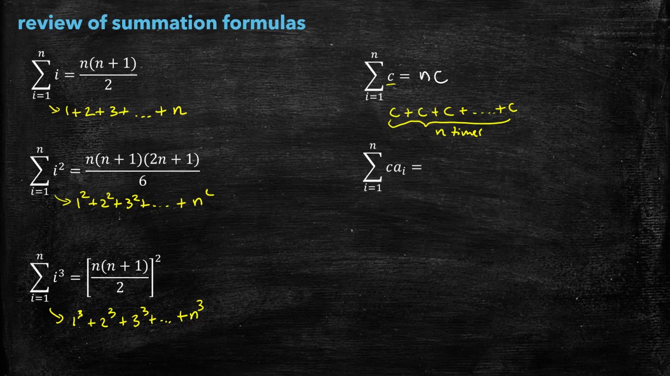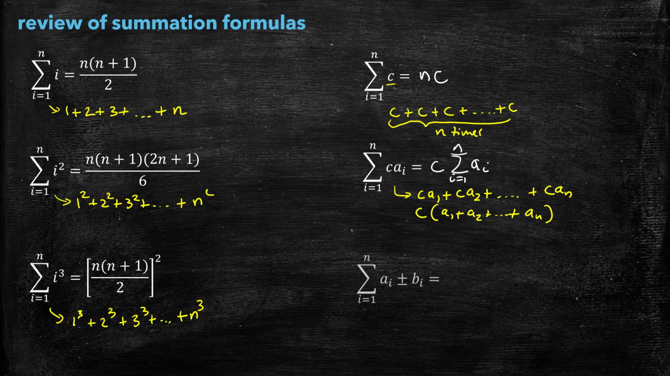All right, another result. What if we have c times a_i? So now we do have i involved. So this would be c a1 plus c a2 plus ... I'll skip the third term right now. We can actually factor out the c's, and we would have a1 plus a2 plus ... plus an. So that tells us that we can, in effect, factor out a constant that doesn't have an i involved in it.